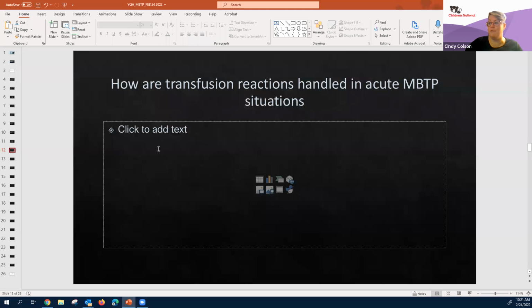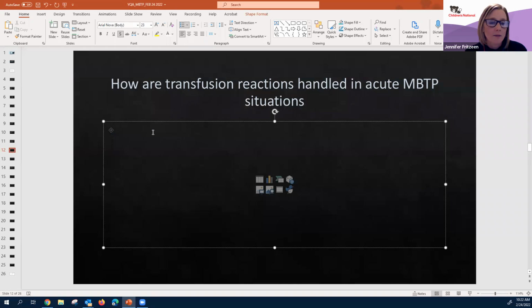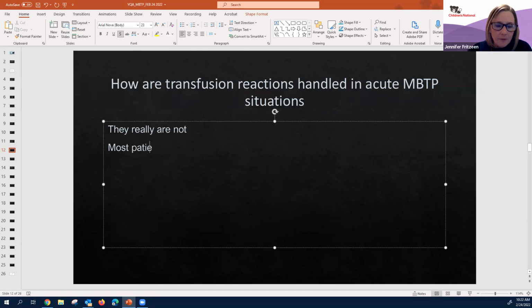How are transfusion reactions handled in acute massive blood transfusion situations? They're really not. Remember, one transfusion reaction is hypotension. Well, your patients are getting massive blood transfusions because they're in hemorrhagic shock, so hypotension is unrelated to the blood. Another reaction is fever. That blood is going in way too fast for a fever to hit anytime soon, so it's not even something we're watching for.